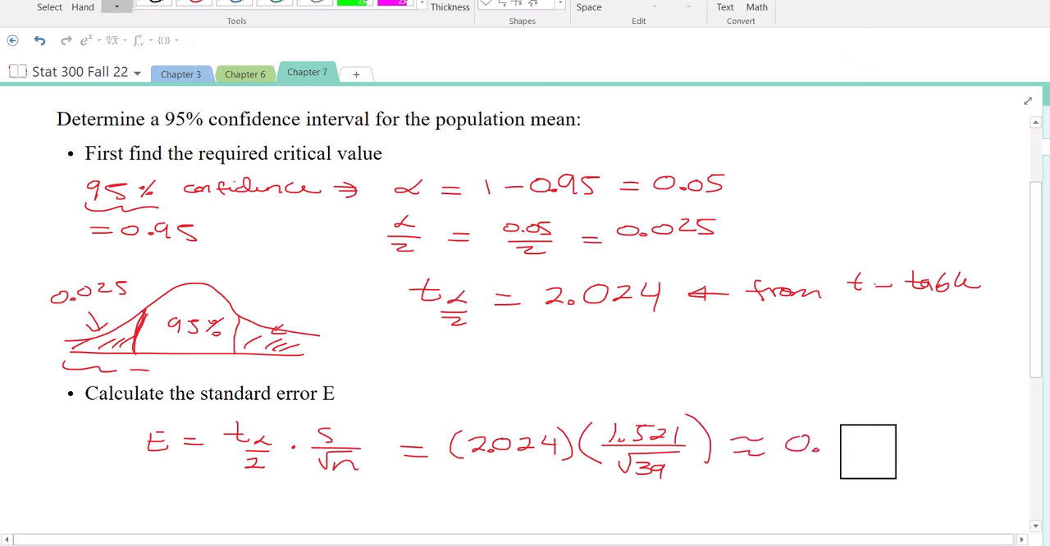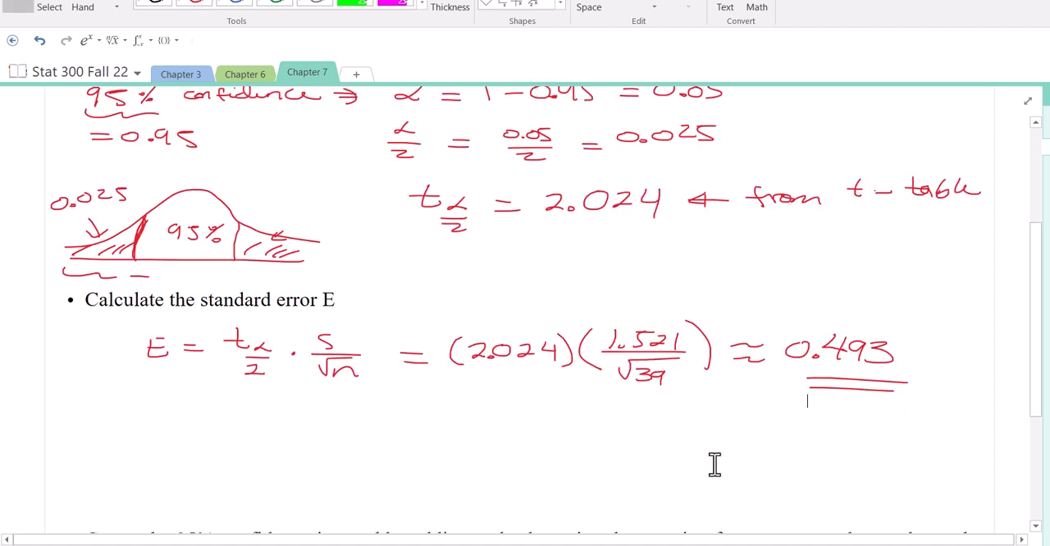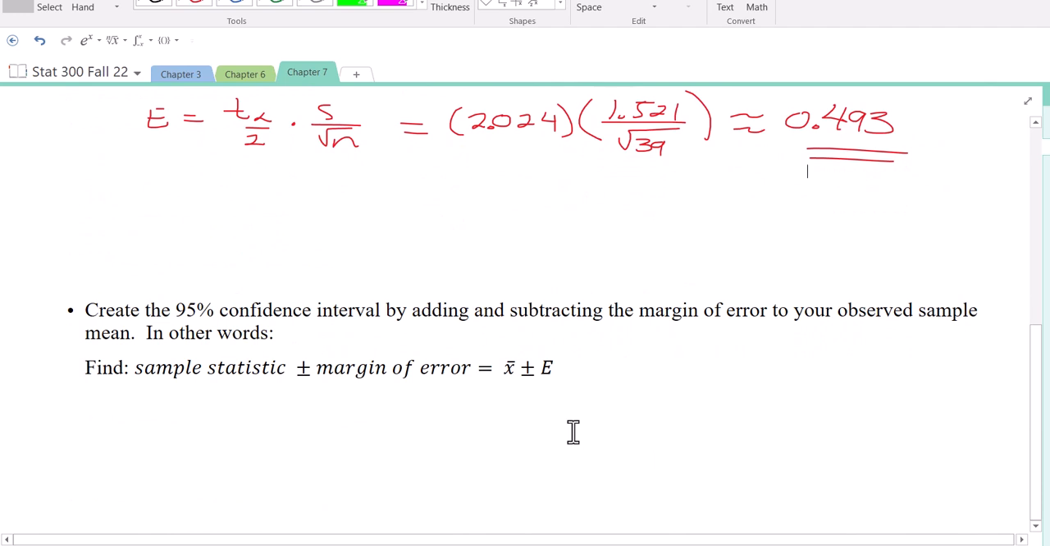Sorry, it was 49. So this will be 0.49 and then 295. So 493. So let's approximate it to that. So that is our error. So now that we have the error, we can continue finding the confidence interval by doing the sample statistic plus or minus the margin of error.